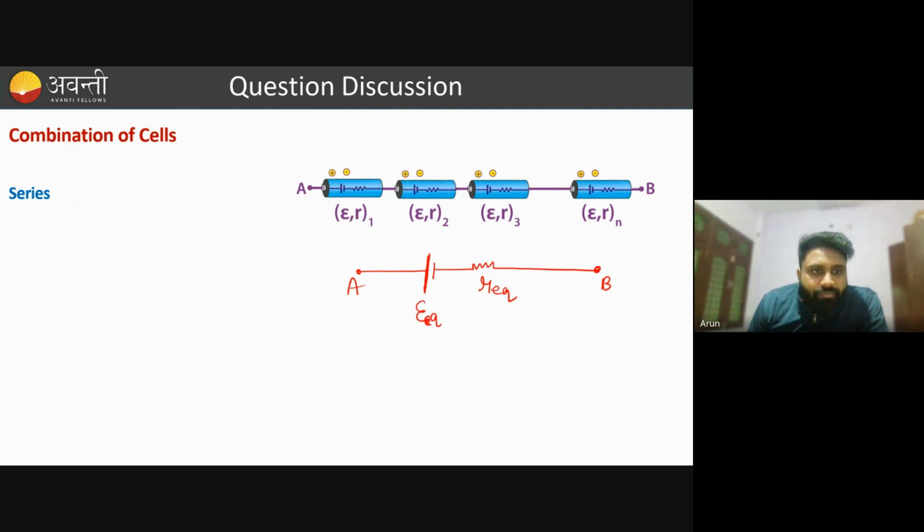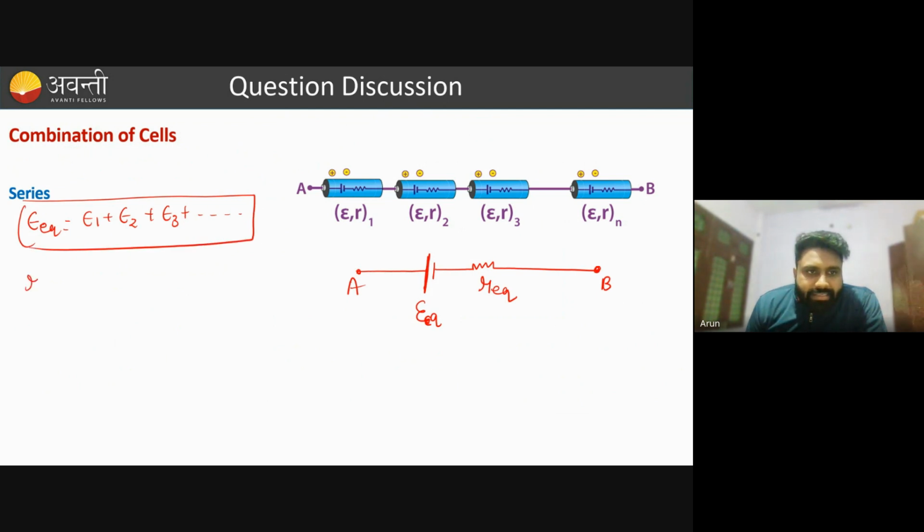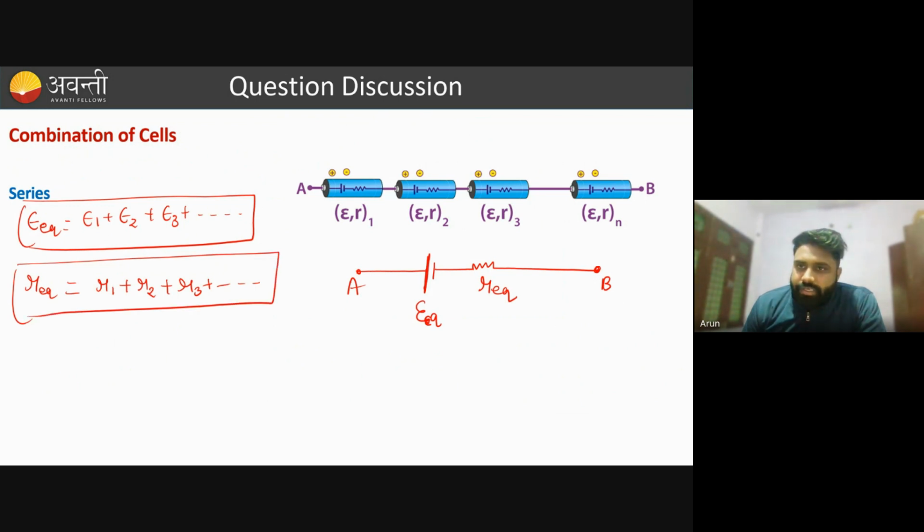Now what is the value of E equivalent here? E equivalent is E1 plus E2 plus E3 and so on. And R equivalent, you can say these resistances are connected in series, so R equivalent will be R1 plus R2 plus R3. Got it? These are the two simple formulas we can use.